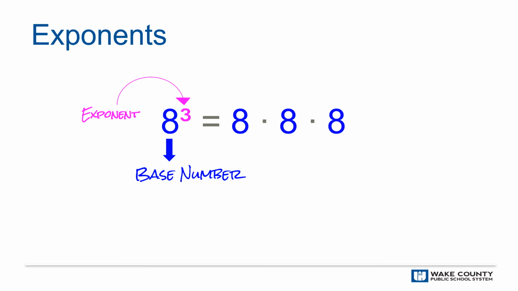There are different ways to say this. We can say 2 raised to the power of 5, or 2 to the 5th power, or just 2 to the 5th. Below you see an exponent of 3 and a base of 8, meaning 8 to the 3rd power. Also can be represented as 8 times 8 times 8.